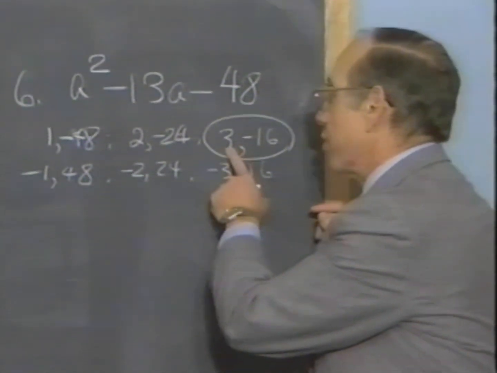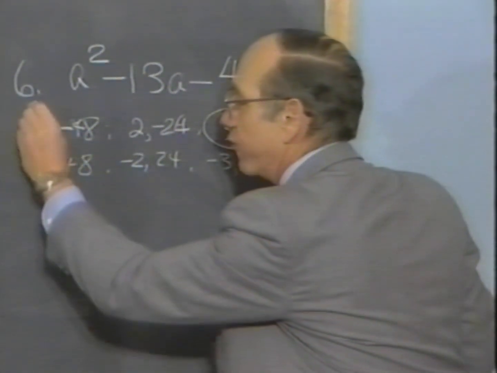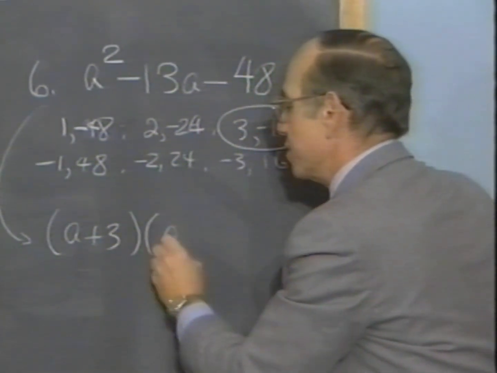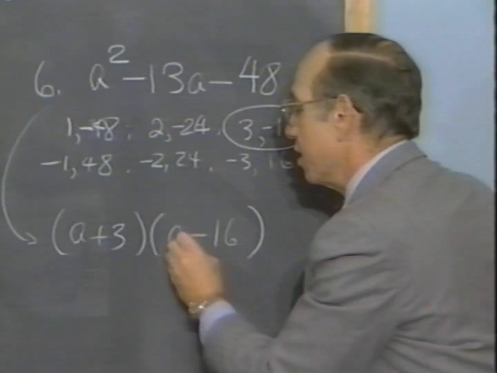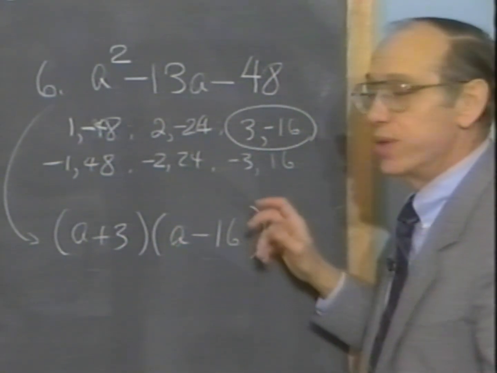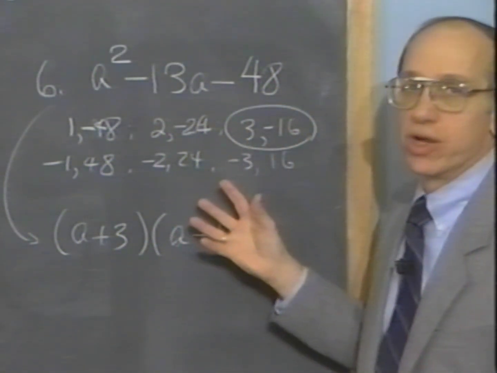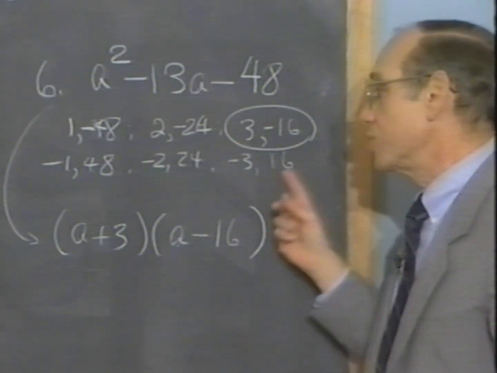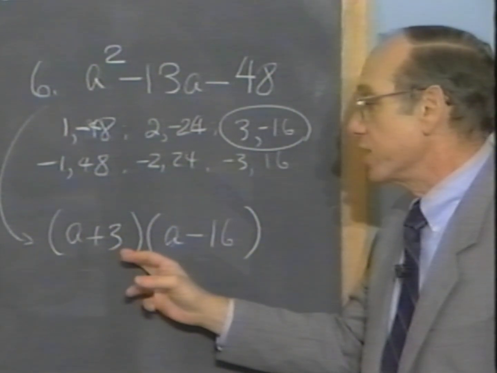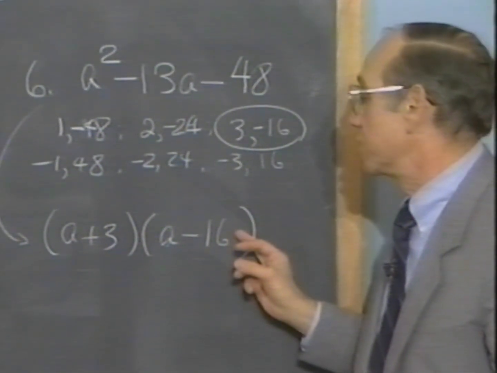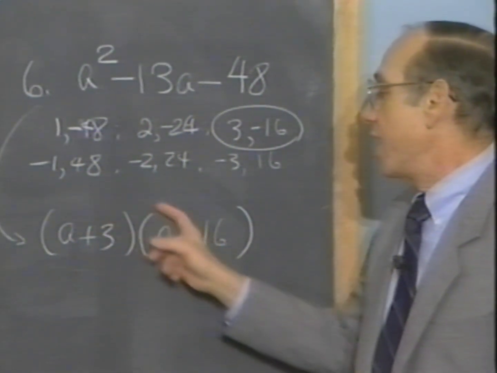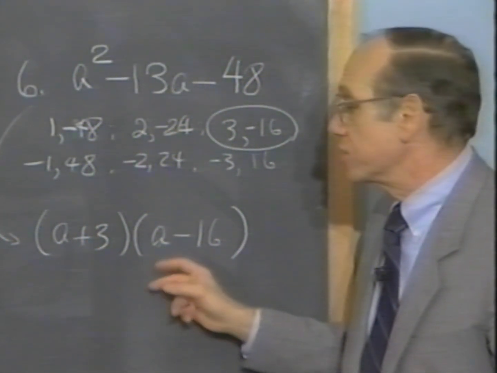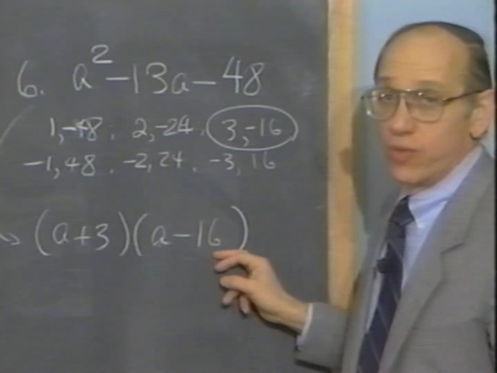So the ones I want are 3 and minus 16, which means my factorization here is a plus 3 times a minus 16. By the way, that's an easy one to overlook. People look at it and think, oh, 48 is 6 times 8, and don't go any further and think they can't do the problem. But in this one, the right factorization is a plus 3 times a minus 16. Let me check that. A squared minus 16a plus 3a, that's minus 13a, minus 48.